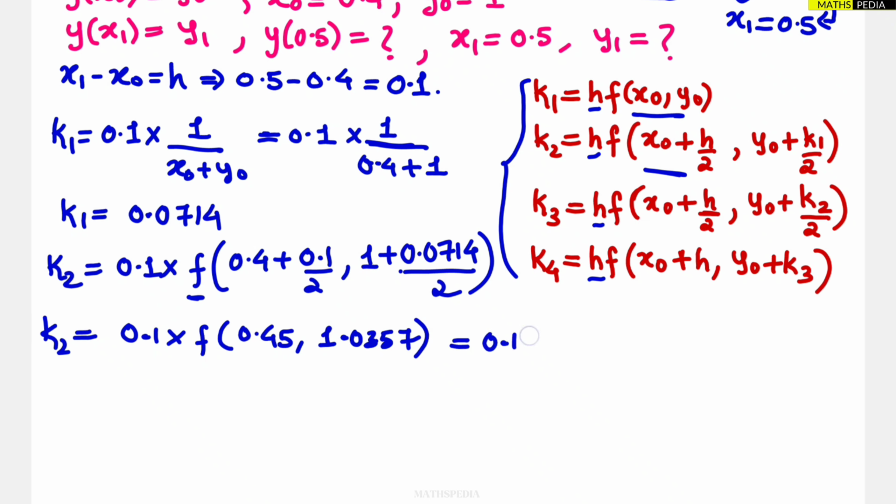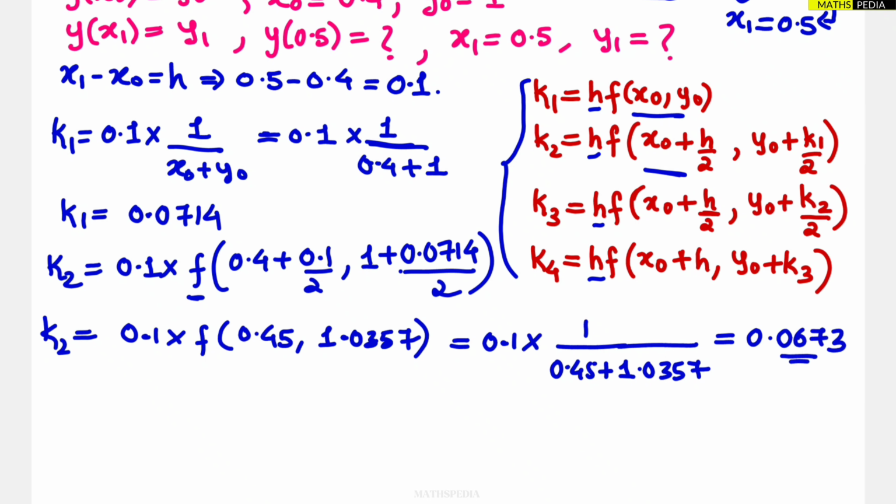It will be 0.1 into, now in the function I'll put 1 by x plus y, so it is 0.45 plus 1.0357. Okay, so what's the value you are getting? 0.0673. This is the k2 value. Now we'll go for k3.